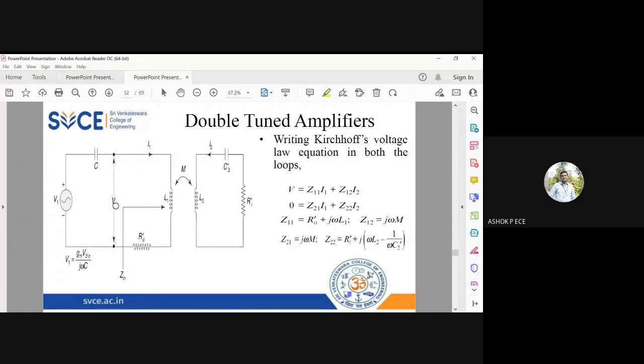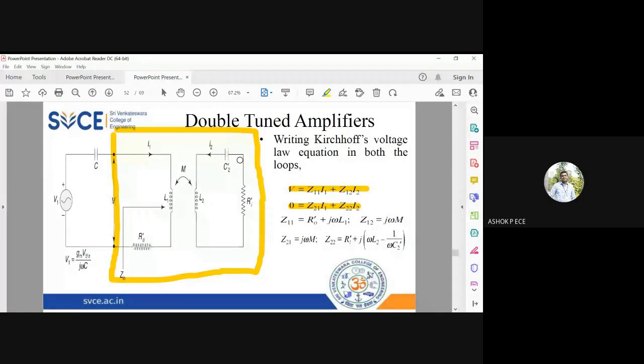So I'm going to write Kirchhoff's voltage law till this point using capital V. You have 2 loops and you can write the Kirchhoff's voltage law equations. These equations are tailor-made for a transformer. V1 equal to Z11 I1 plus Z12 I2. And in the input side, I have this voltage. On the output side, I don't have any voltage. So 0 is equal to Z21 I1 plus Z22 I2.